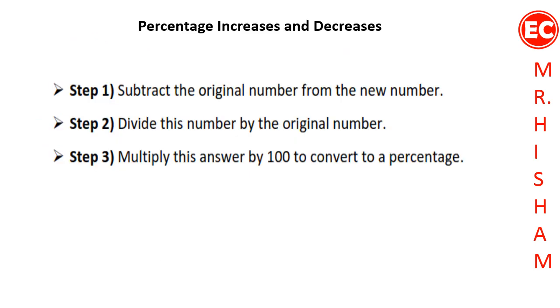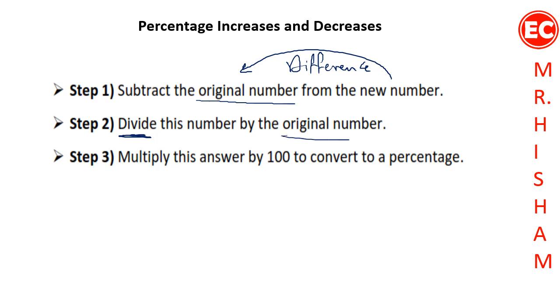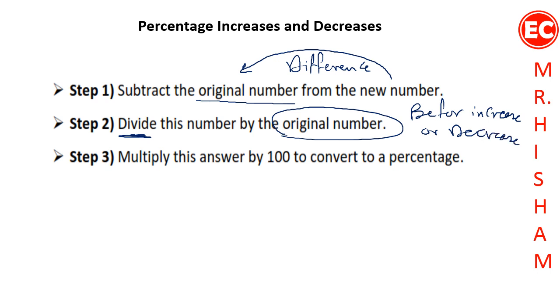Percentage of increase and decrease. There are 3 important steps to find the percentage of increase and decrease. First, you should decide what is the original value or number. Then you subtract the new number from the original one or find the difference between them. Then divide this difference by the original number before increase or decrease. Then I multiply the answer by 100.